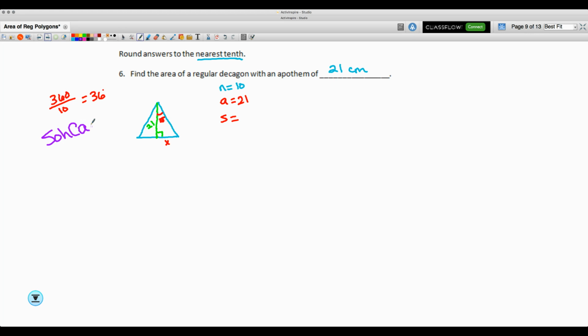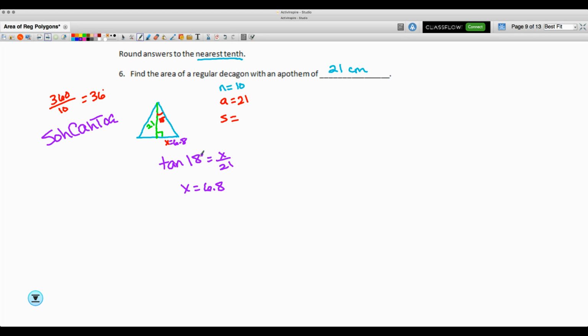SOHCAHTOA. So from this angle, that's the opposite leg, and this would be the adjacent leg, so we're going to use tangent. So the tangent of 18 degrees would equal opposite over adjacent. And so then to solve for x, you would multiply both sides by 21. So we're going to round all intermediate values to the nearest 10th place.